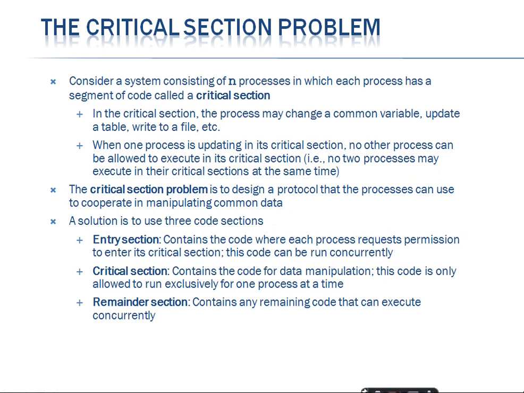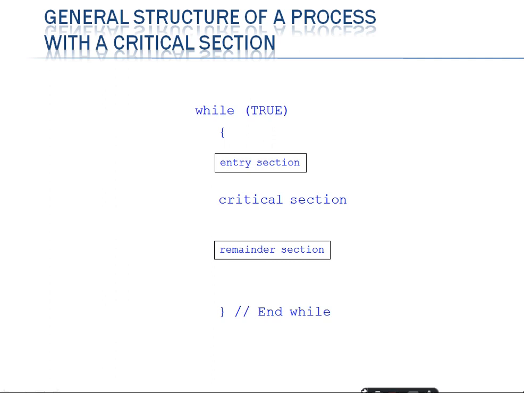So we're discussing the solution to the critical section problem, which can be implemented using three code sections: entry section, critical section, and remainder section. Now here we have the pseudocode for a process with a critical section. So this is a general structure.